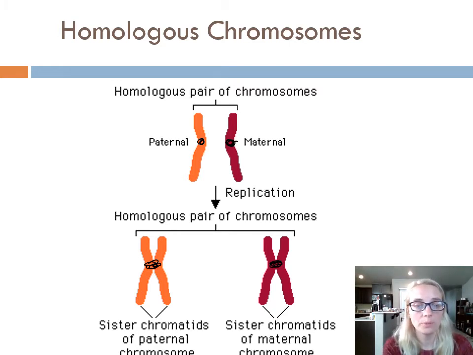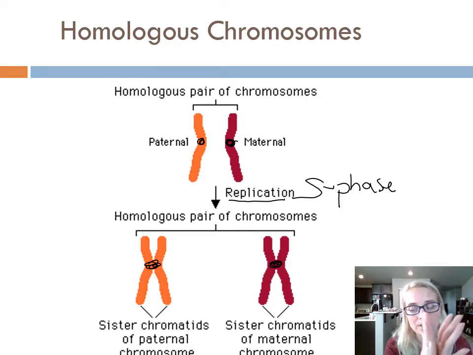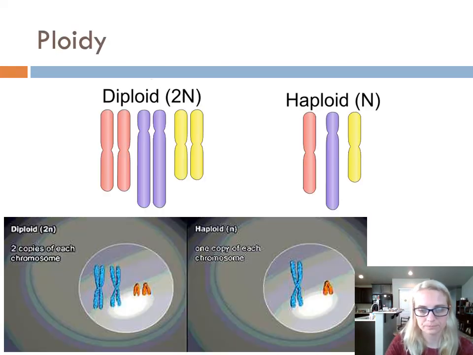They're a homologous pair because it's the same chromosome, 1, 1, 2, 2, 5, 5, 15, 15, whatever it happens to be. They would have the same genes, maybe different alleles, but the same instructions for whatever the character or the trait is. And then when they go through replication in S phase, we now have a homologous pair of replicated chromosomes. And again, those pieces are the sister chromatids.